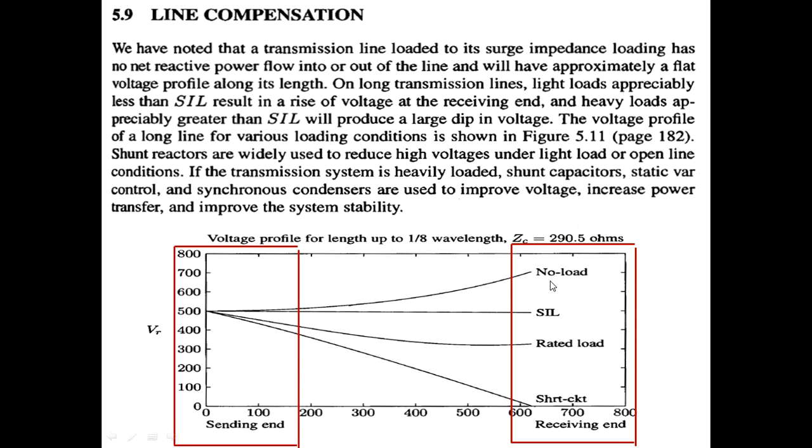For the light loading, we should think about inserting a shunt reactor with a transmission line, while for the heavily loaded case, we should use shunt capacitors, static VAR control, and synchronous condensers to improve the voltage and increase the power transfer and improve the system stability.